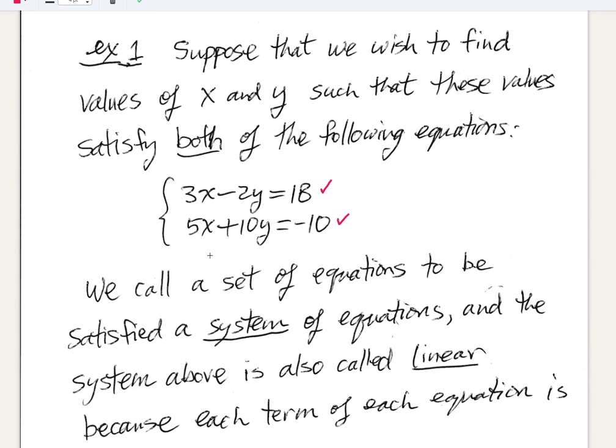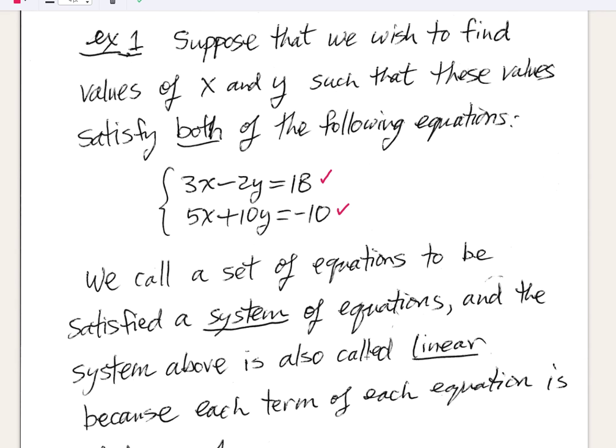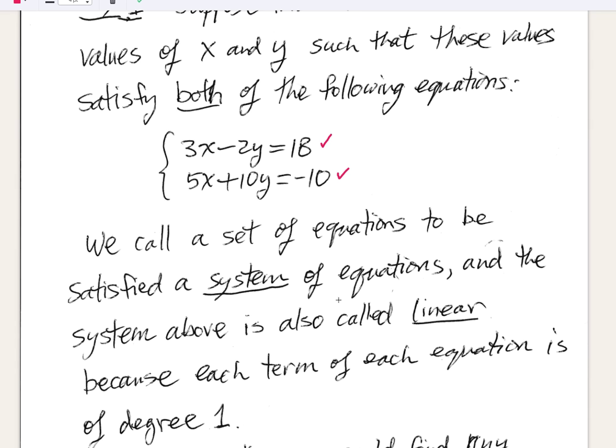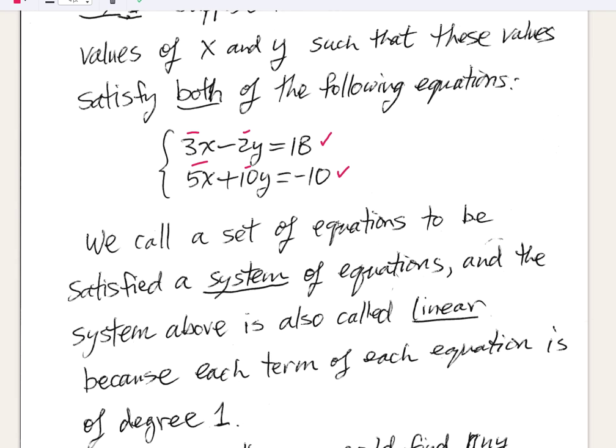And the system above is called linear because each term of each equation is of degree 1. That's of degree 1, that's of degree 1, that's of degree 1 in x, this is of degree 1 in y. So these are a system of linear equations.